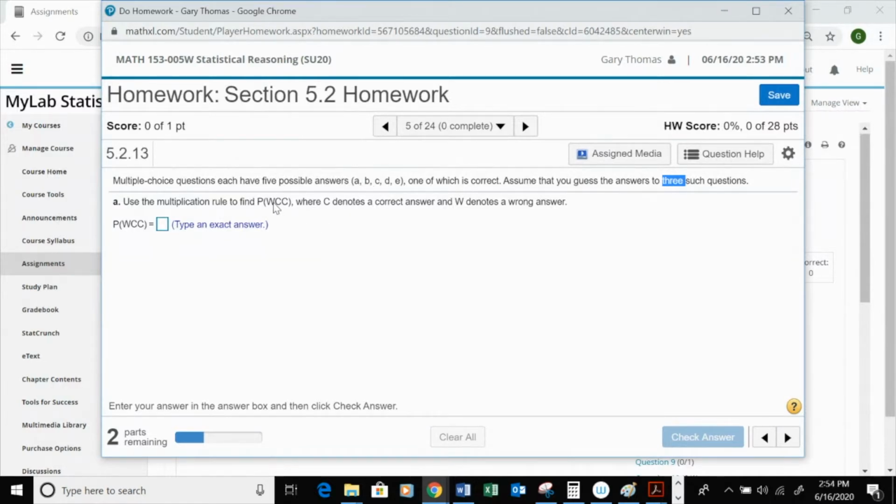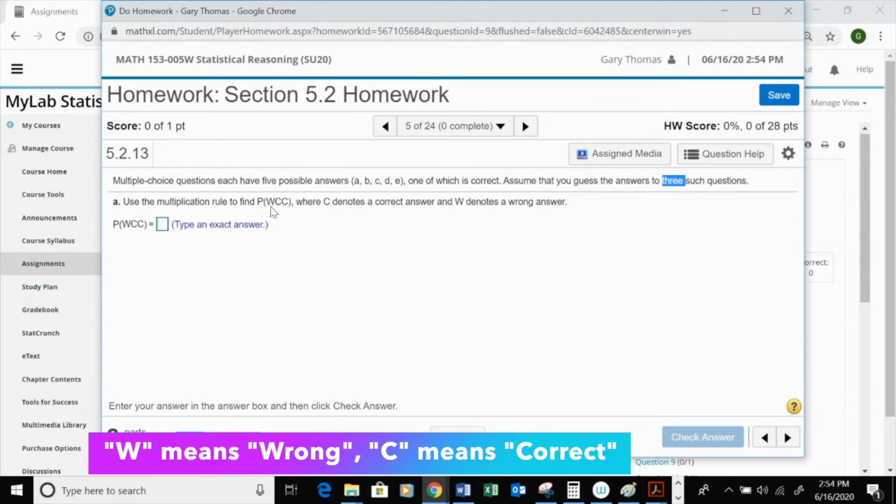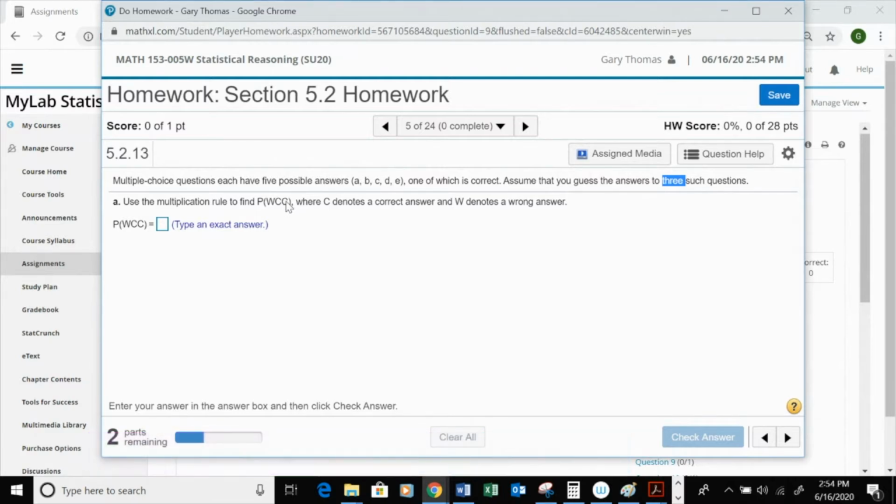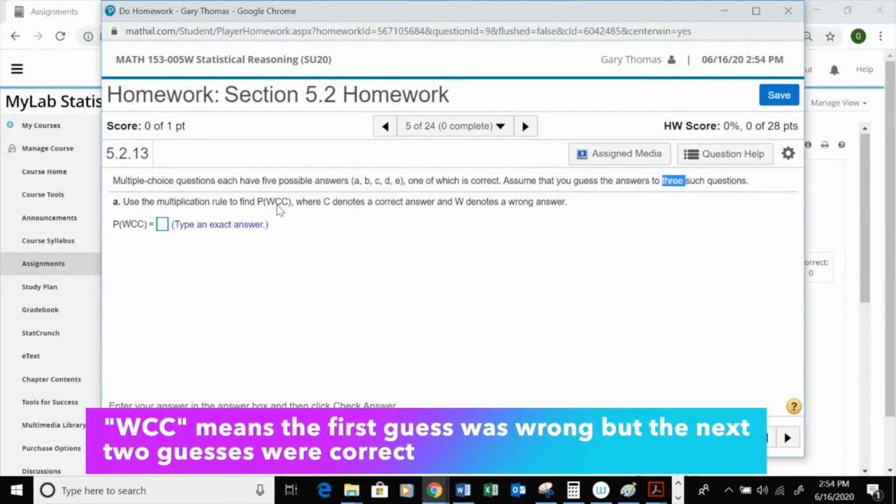Well, one possibility, and this is this strange notation, a new notation they introduced, is that the first question I guess, I get wrong. W stands for wrong. And then the second question I guess, I get it correct. That's the C. And the third question I guess, and that's another C, I got it correct. So I got 2 right out of 3. I am really, really lucky today.